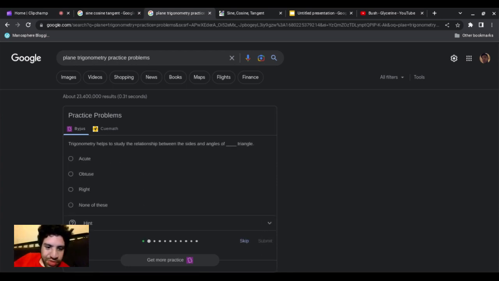Trigonometry helps study the relationship between the sides and angles of, is it acute triangle, obtuse triangle, or right triangle? Well, I know what a right triangle is, but what exactly is an obtuse or an acute triangle? Let's look it up.